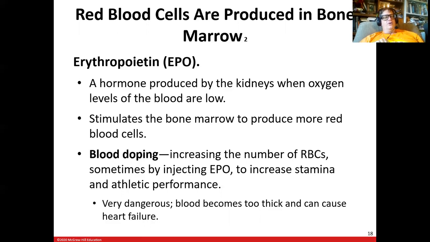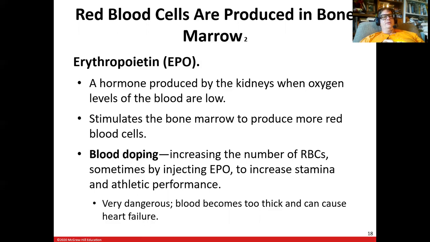Blood doping is a messy word. Your book says, blood doping is increasing the number of red blood cells, sometimes by injecting EPO to increase the stamina of athletic performance. That is a great way to write it, because sometimes is the case. In older days, they used to do it old school, like in the 70s. They would take out blood months before the event, like you're donating blood, spin it down to get rid of the plasma, and then stick the red blood cells back into the blood.